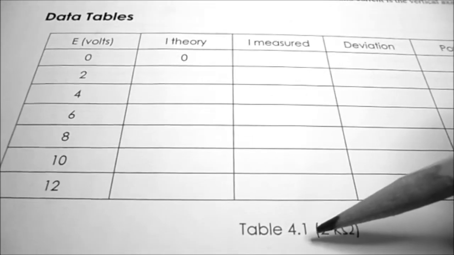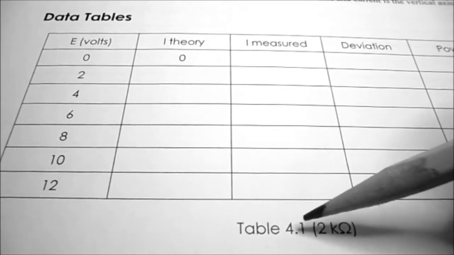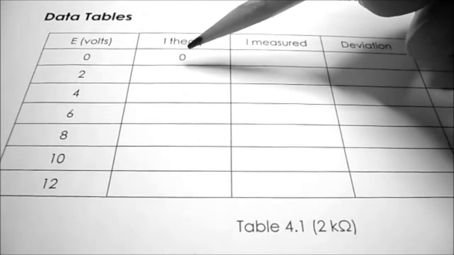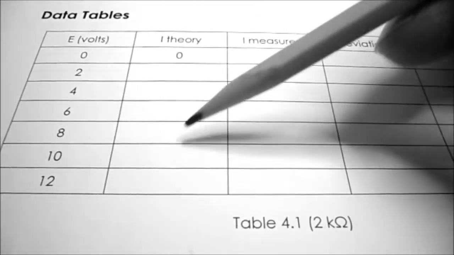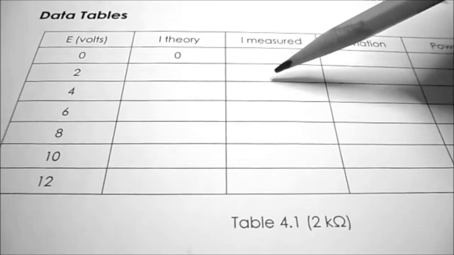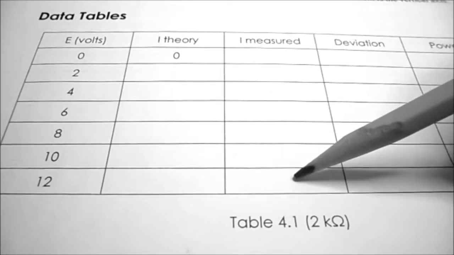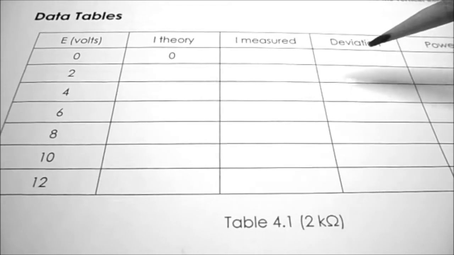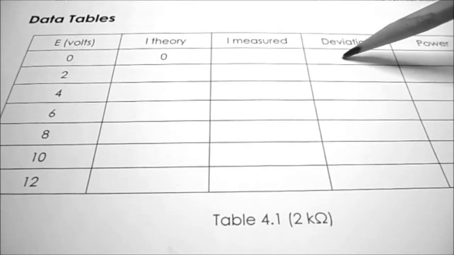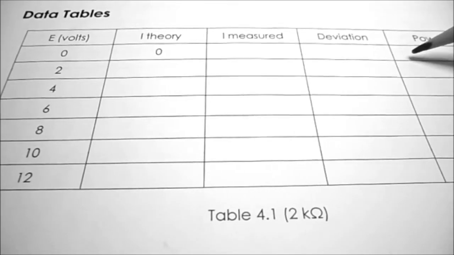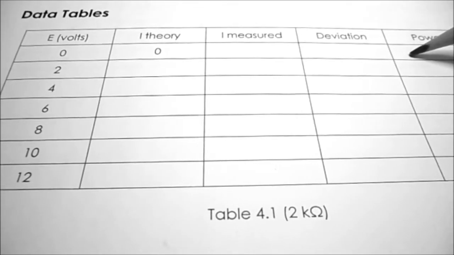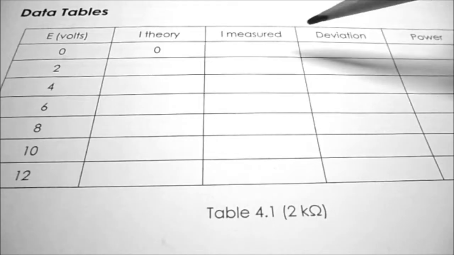So on table 4.1, the first thing that we're going to do is calculate our theoretical current values, and then we're going to measure them using the circuit that we've just built. We're going to calculate the percent deviation, and then we're going to check the power dissipated by the resistor using the measured current.